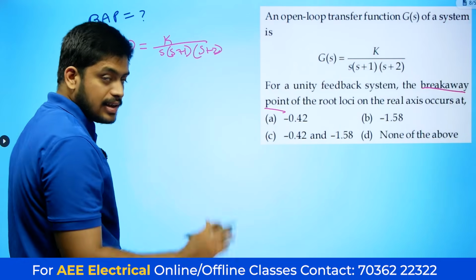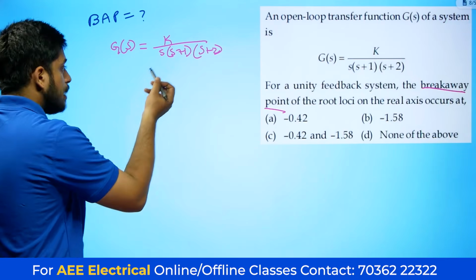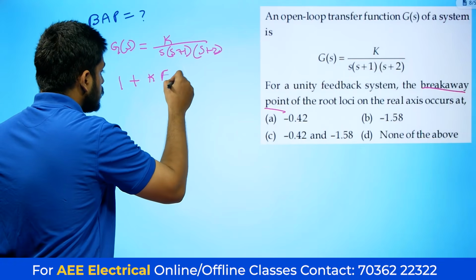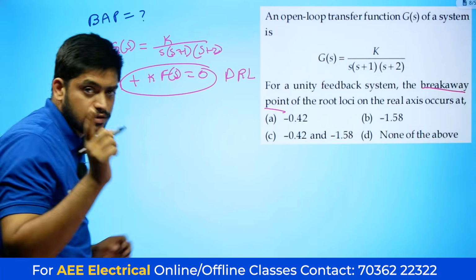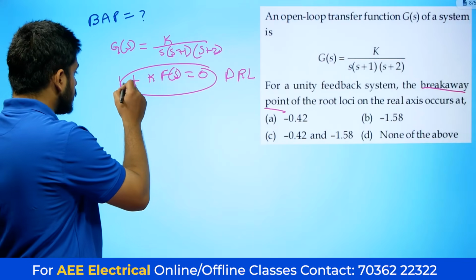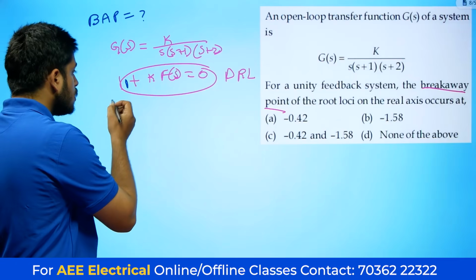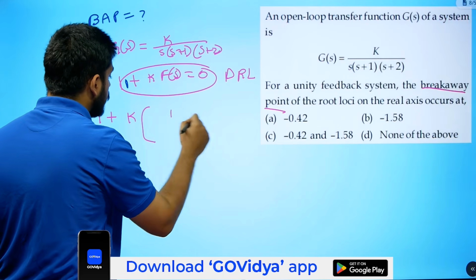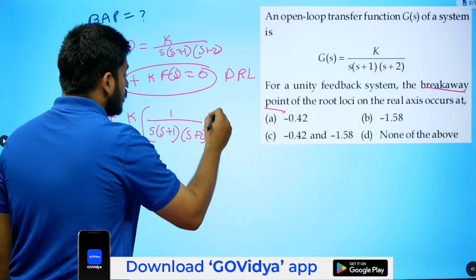Okay, let us write. Firstly, find whether it is DRL or CRL. By seeing you can tell: if 1/K is f(s) and f(s) directly equals 0, then this is going to be a DRL only. What we are going to do is, from this equation we will determine the value of K, like the value of the breakaway point. So from 1 + K f(s), 1 + K into 1/(s(s+1)(s+2)) = 0.